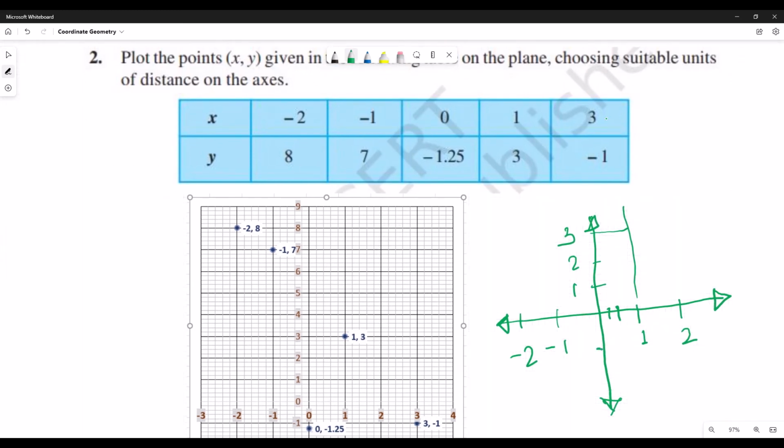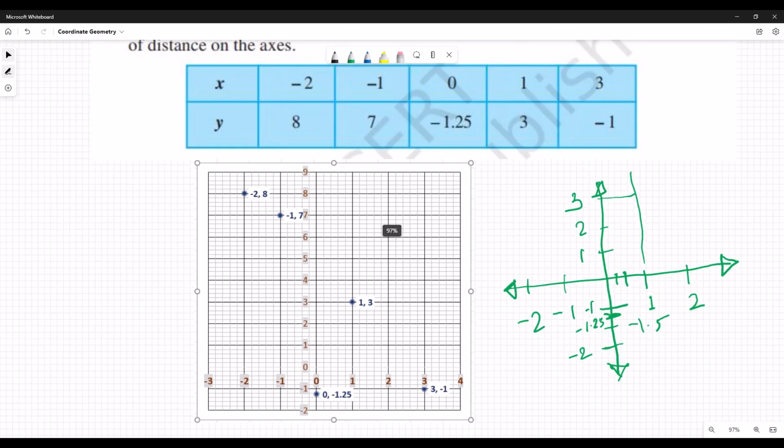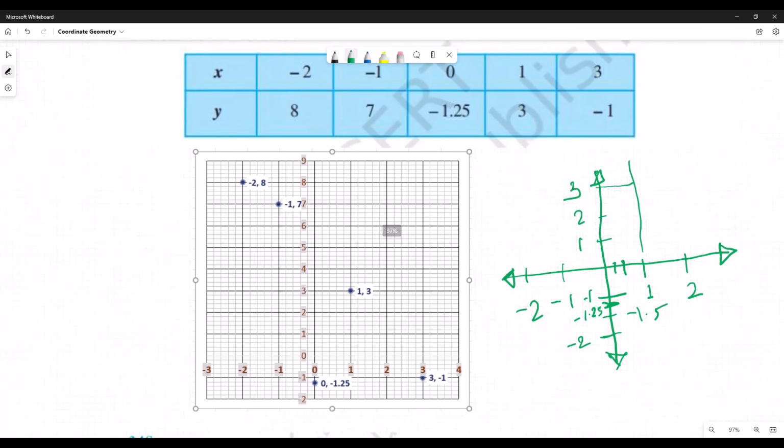Where will be minus 1.25, right? So this is minus 1, this is minus 2. The midpoint of this will be minus 1.5, and the midpoint of minus 1.5 and minus 1 is minus 1.25. So this is how you can locate the points. So x is 0 and y is minus 1.25.